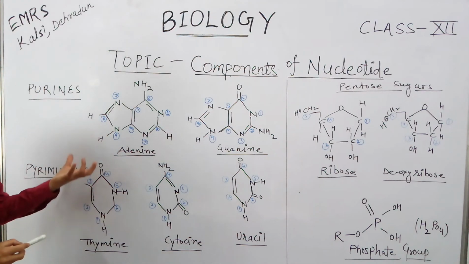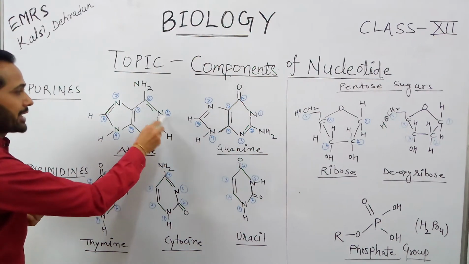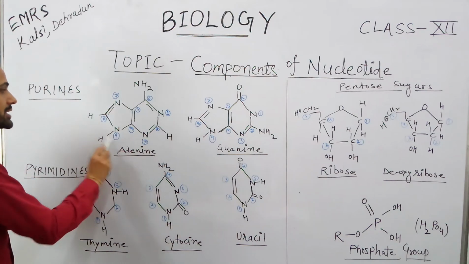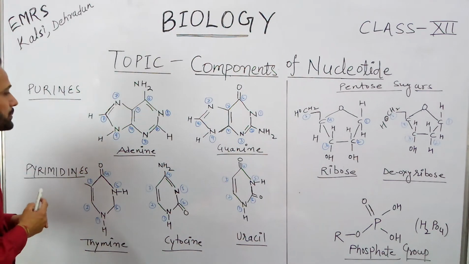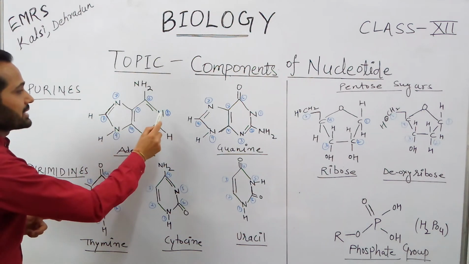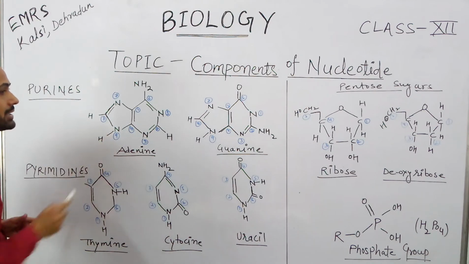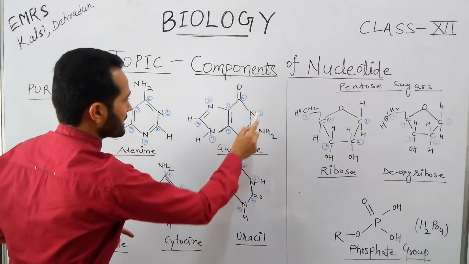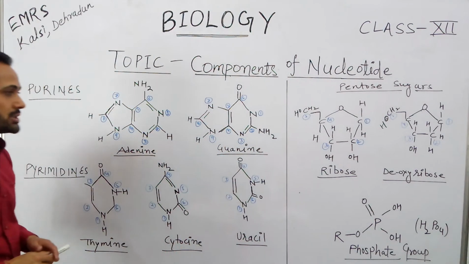So if we see adenine, nitrogen is present at the first position, the third position, the seventh position and the ninth position. So in the case of purines, nitrogen is present at the first, third, seventh and ninth positions. In case of guanine, nitrogen is again present at the first, third, seventh and ninth positions.